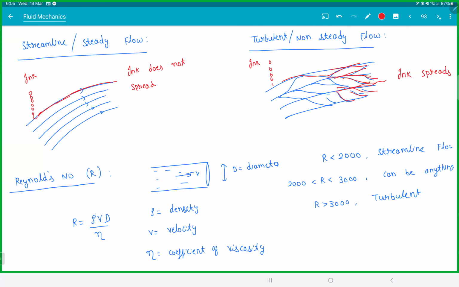Again, think properly. You want streamlined flow, which means the Reynolds number should be less than 2000. Means R should be small, so the denominator should be big and the numerator should be small. Density is in the numerator. So for streamlined flow, we need low density and high viscosity. That was a theoretical question in the exam. For streamlined flow, a liquid should have low density and high viscosity.